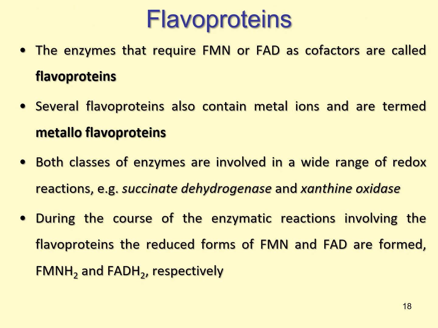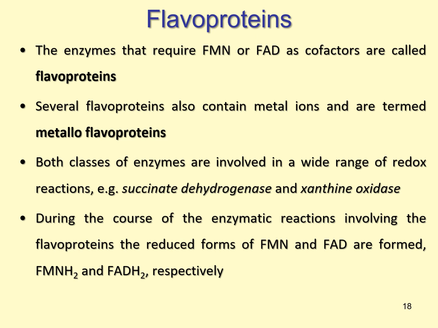The enzymes that require these coenzymes as cofactors are known as flavoproteins. Flavoproteins are enzymes that require the two riboflavin coenzymes, flavin mononucleotide and flavin adenine dinucleotide. Several flavoproteins also contain a metal ion and are termed metalloflavoproteins. Both classes of enzyme are involved in a wide range of redox reactions. Succinate dehydrogenase and xanthine oxidase are common examples of metalloflavoproteins.